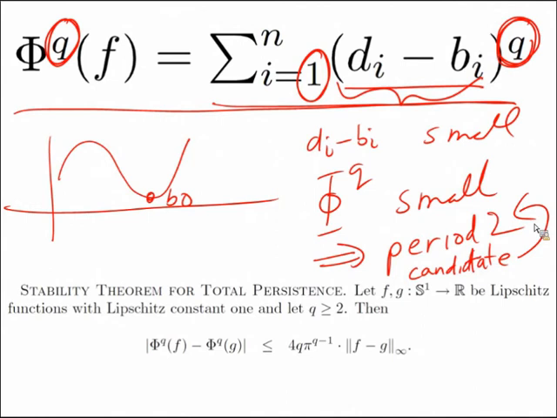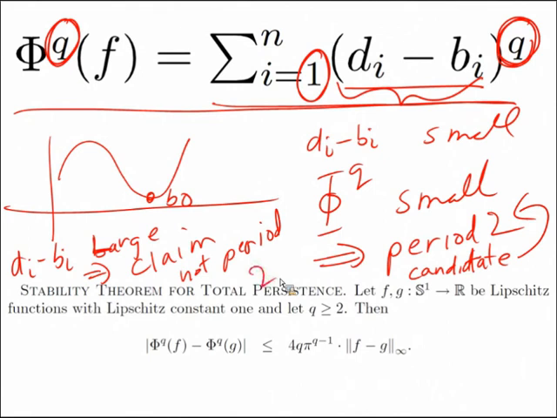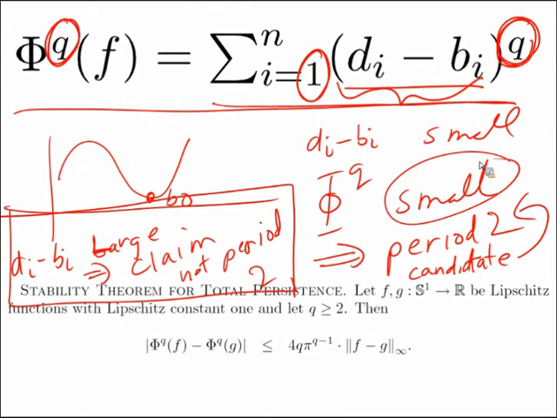And if DI minus BI is large, then we're going to claim not period 2. It could still be, but we will not look at those genes. We'll only look at the ones where this thing is small. Any questions up through here?